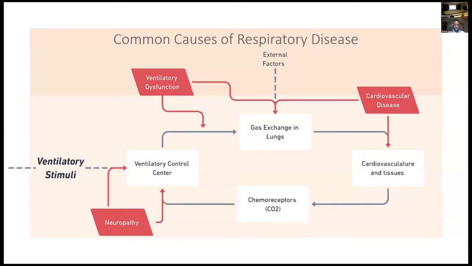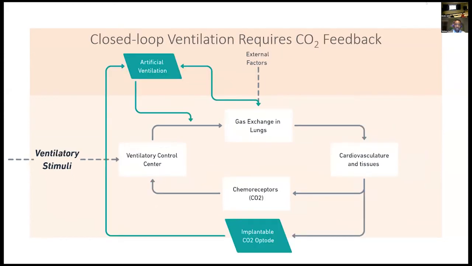What we are interested in is respiratory disease. Now, the respiratory control system starts in the lungs. The oxygen travels to the tissues via the cardiovasculature, and we have chemoreceptors, mainly carbon dioxide chemoreceptors, which detect the carbon dioxide, which is a byproduct of respiration. The chemoreceptors feed into the ventilatory control center in the brain, and then that tells the lungs how hard to breathe and how fast to breathe.